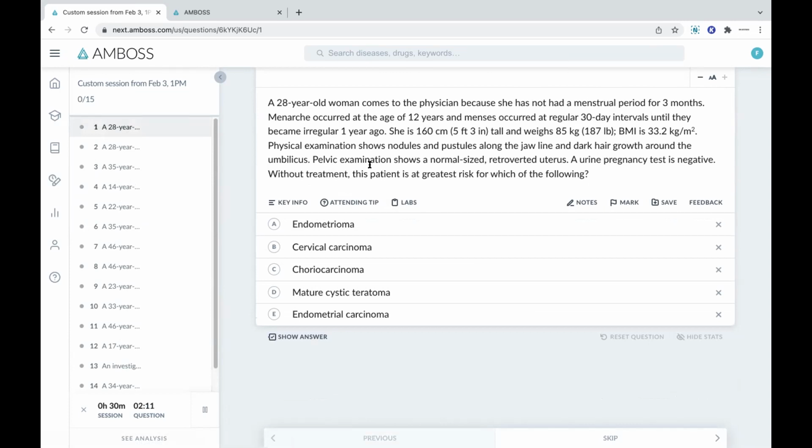Without treatment, this patient is at greatest risk for which of the following? A 28-year-old woman comes to the physician because she has not had a menstrual period for 3 months. So amenorrhea for 3 months. Menarche, meaning the onset of menstruation, was at 12 years, and menses occurred at 30-day intervals. She became irregular 1 year ago. BMI is a little bit high. Physical examination shows nodules and pustules along the jawline and dark hair growth. This is very easy, normal size uterus. What is the diagnosis for this one? Fast answers, please.